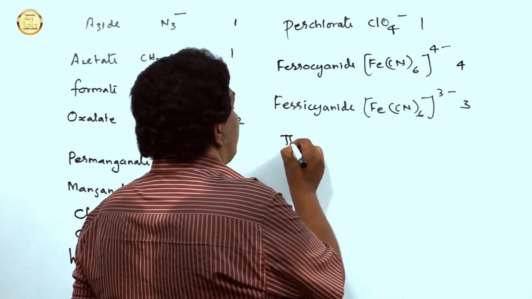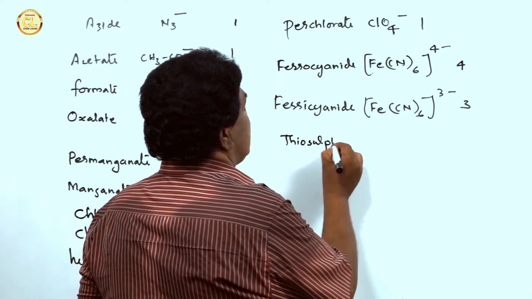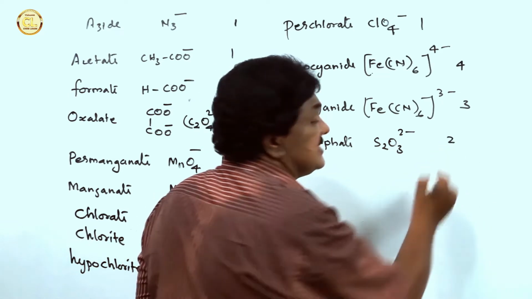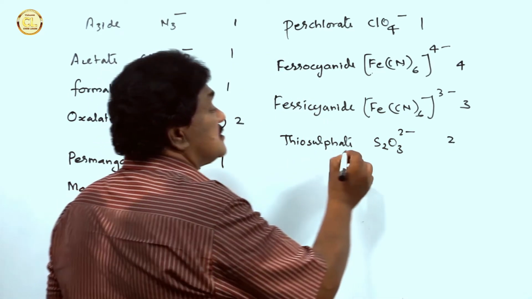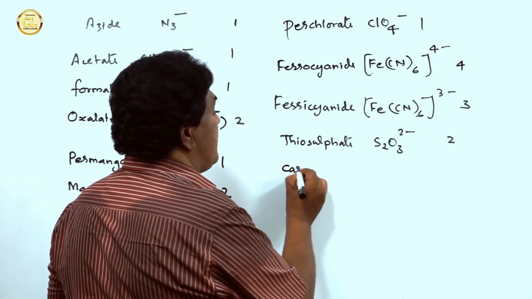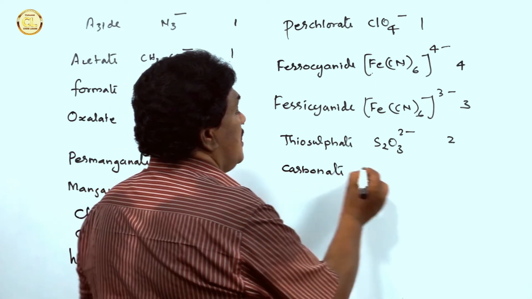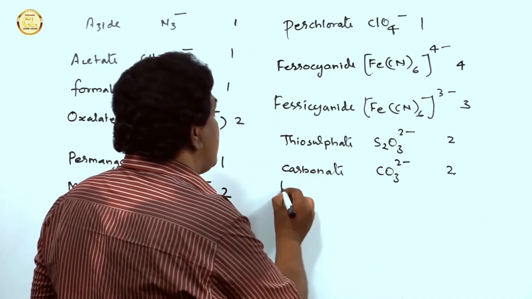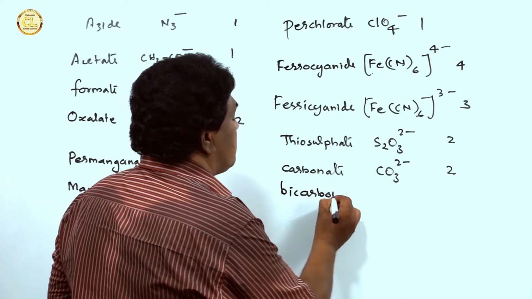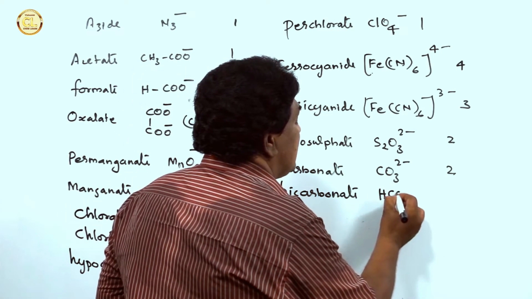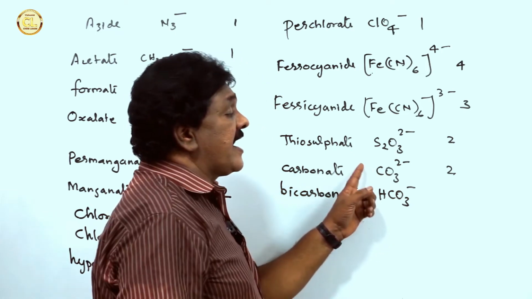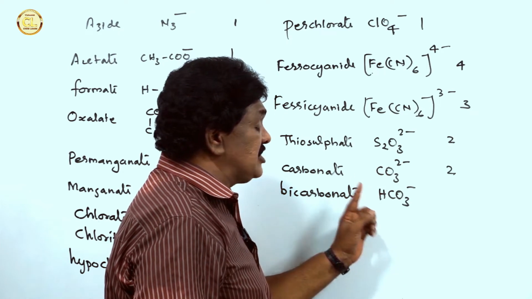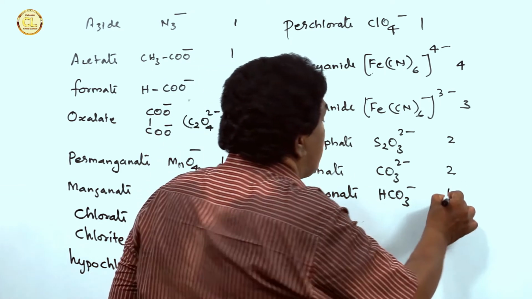Now thiosulfate. You know that it is S2O3 2 minus, its valency is 2. Now carbonate, CO3 2 minus, its valency is 2. And bicarbonate is HCO3 single minus. By adding a hydrogen ion to carbonate ion, one negative charge gets cancelled, so we get HCO3 single minus. It's called bicarbonate.